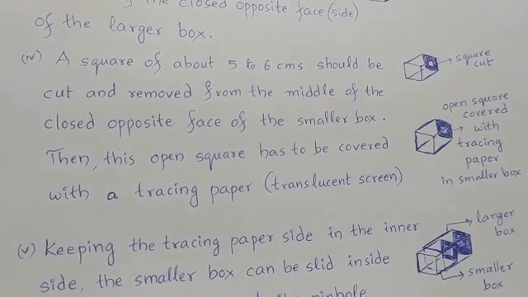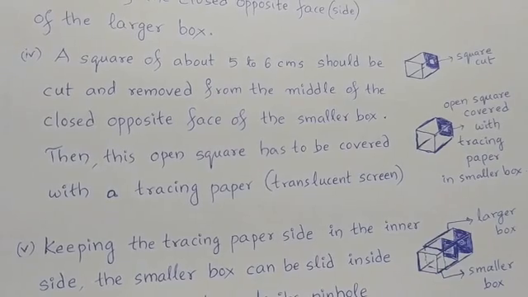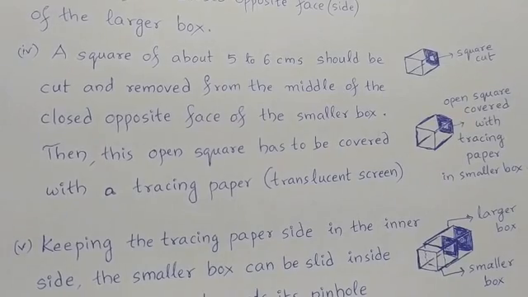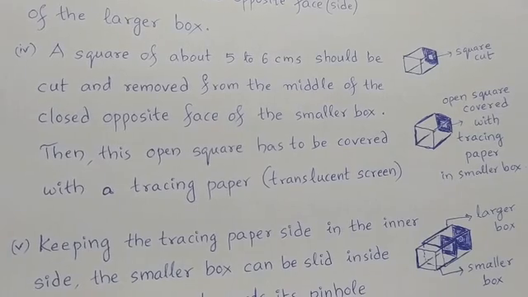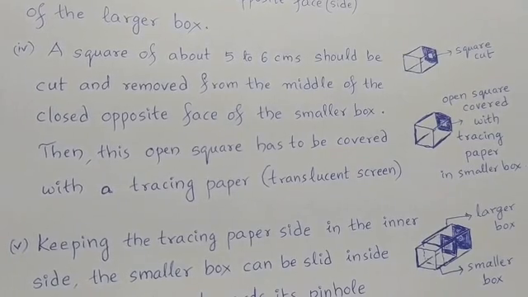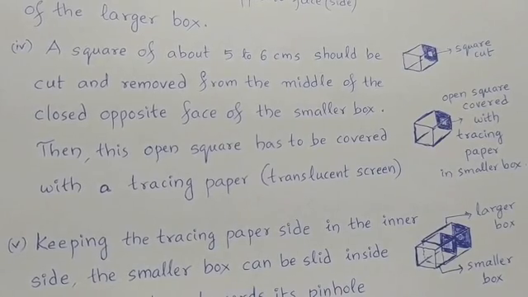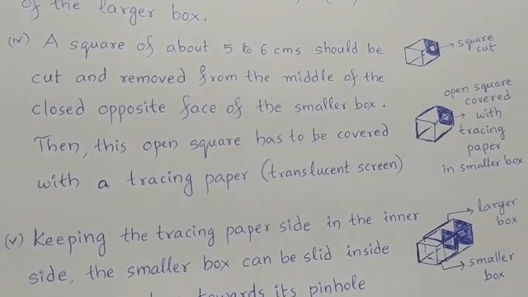So the smaller box, what are you going to do? Already you have cut open one side of the smaller box also. The other side, you are going to do some work. What is that work? A square of about 5 to 6 centimeters should be cut and removed from the middle of the closed opposite face of the smaller box.